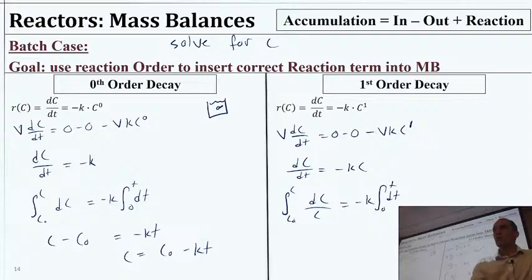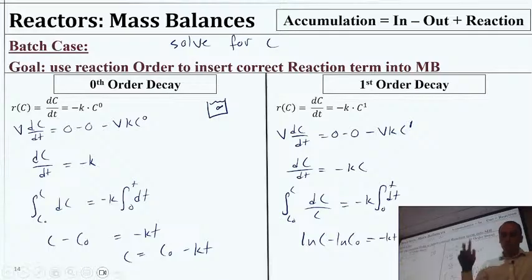All right, who knows the calculus here? You remember? So what is the integration of dx over x? ln of x, right? You've seen it before in calculus. So it's just a matter of remembering that that's the deal here. So we end up with the natural log of C minus the natural log of C naught equals negative kt.